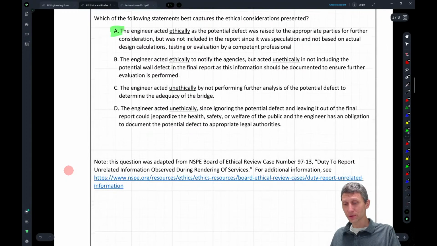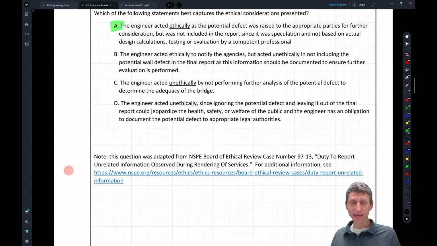There's a similar case that NSPE did, 97-13, a duty to report unrelated information observed during rendering of services. So, there's kind of a duty to report it, but not necessarily a duty to see it through, if that makes sense. And there's a subtle difference there. You weren't retained to do a wall inspection; you're retained to do an asphalt inspection, right? There's a duty to report it, but then it goes back to the agency to do next.